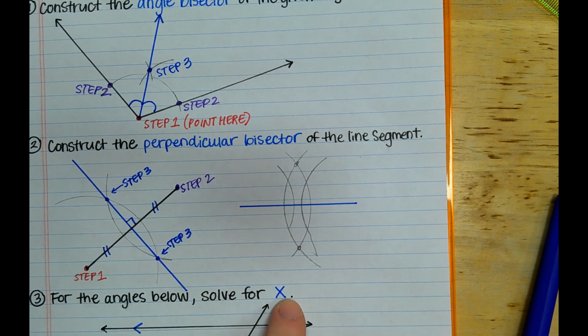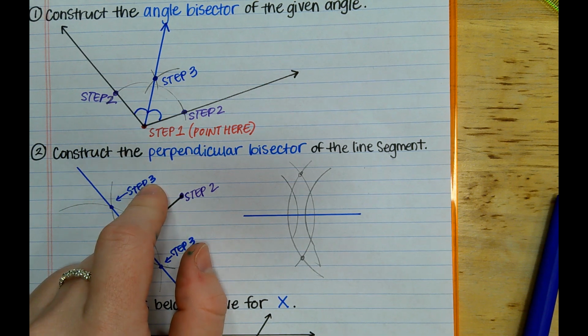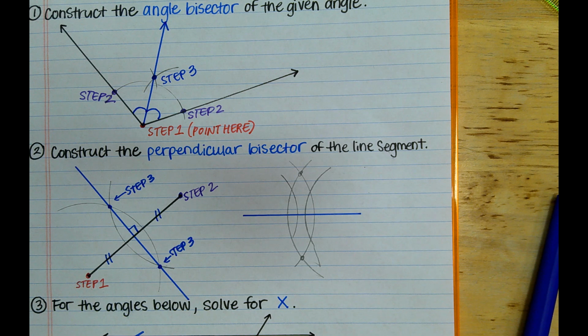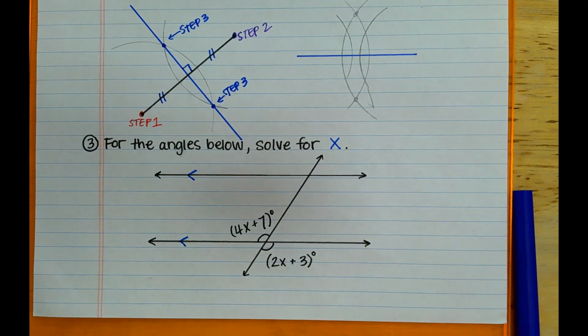It's easy to mix them up because with our angle bisector, we do want a really small opening. But with the perpendicular bisector, we want it to be a little bit bigger. Did that work? Is it crossing now? Yeah. Good. Okay, awesome. All right, let's look at number 3 now.